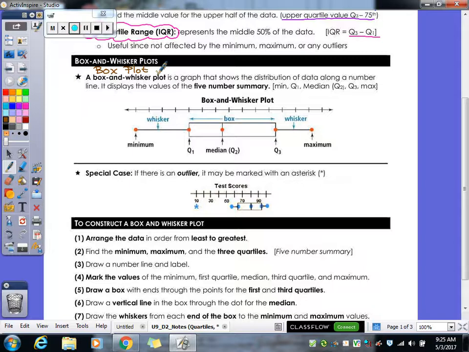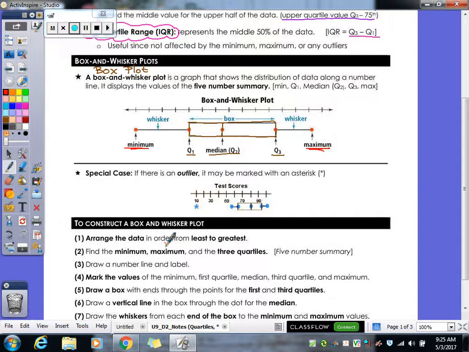So with your box plot, the box itself is made by connecting your first quartile, your second quartile, and your third quartile. So you find those values first. That creates your box. Here's your minimum, and here's your maximum.